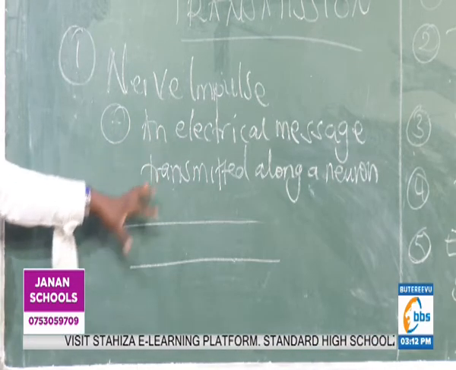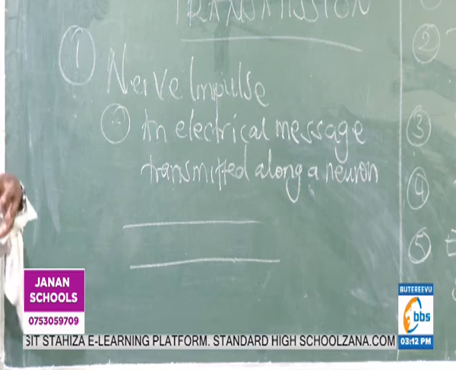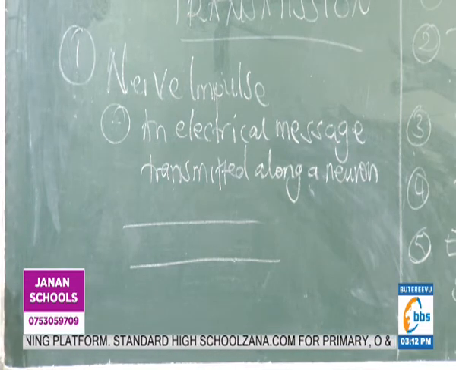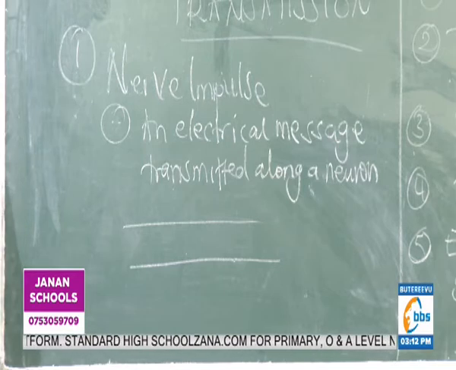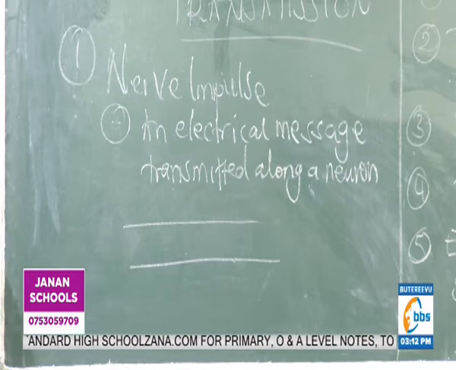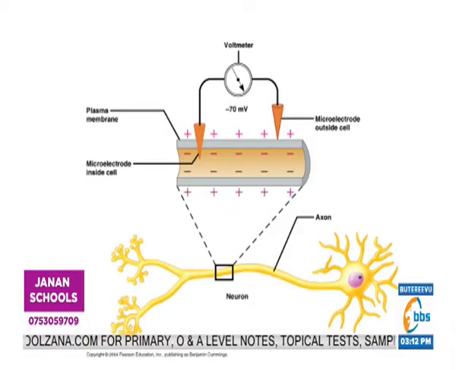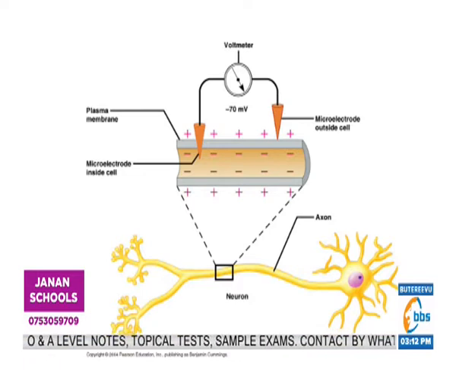This electrical message is fired in your neuron as a result of changes in ion concentration across the neuron. I request the producer to post that picture on the screen of changes in ion concentration. When you look at the screen, you have your neuron at the bottom, and then they have magnified a small section of the neuron, particularly the axon of a neuron.